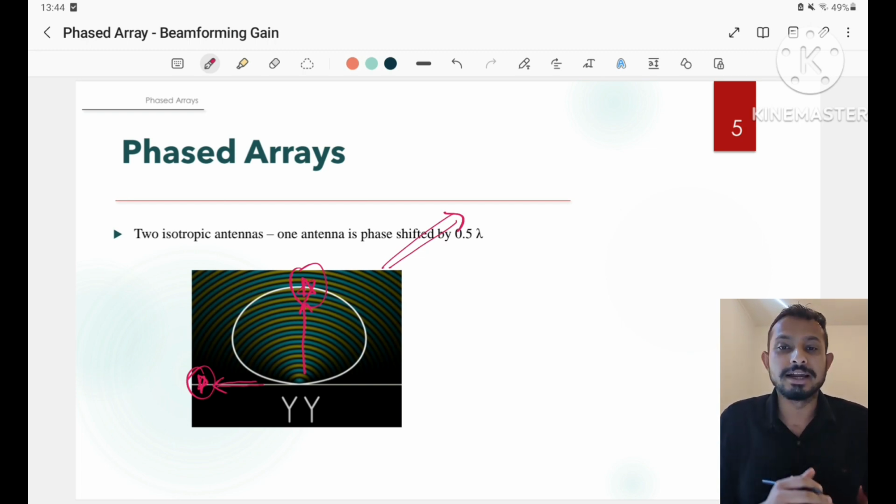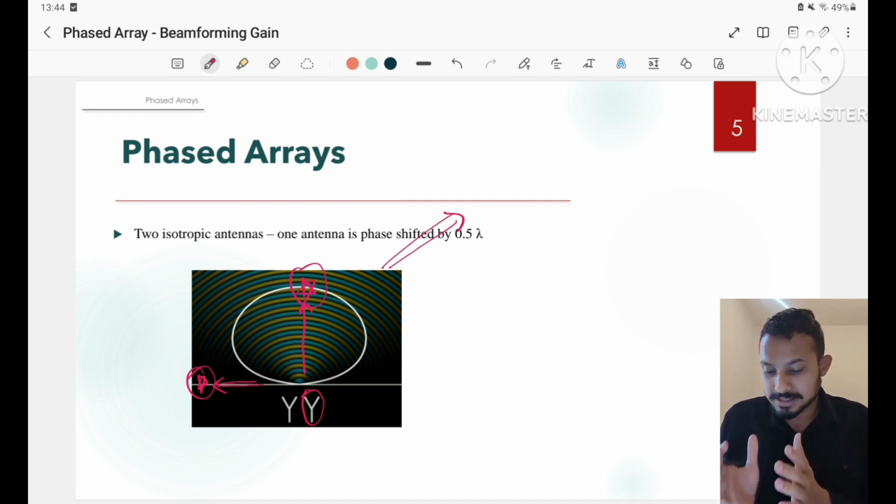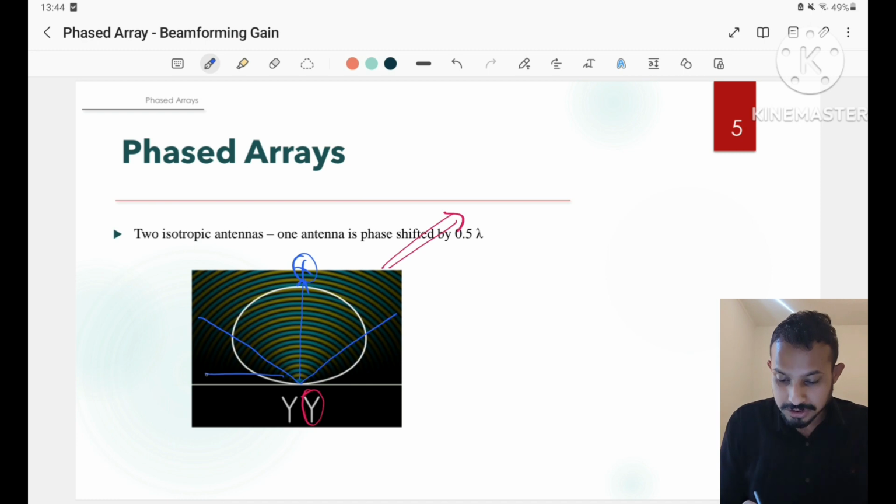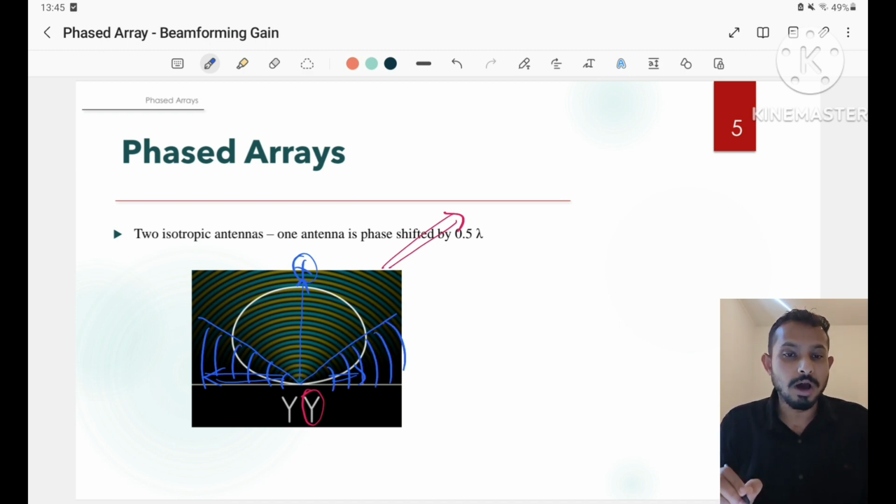Now suppose one of the antennas is phase shifted by half lambda with respect to the other. That means this antenna is phase shifted by lambda by 2 with respect to the first antenna. Now the two antennas are sending the same signal completely out of phase. So in the boresight direction, we get no signal, and most of the signal is present in the horizontal direction. The waves are radiating in this form, and there is almost little or no signal in the boresight direction.